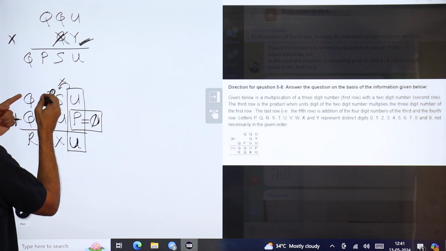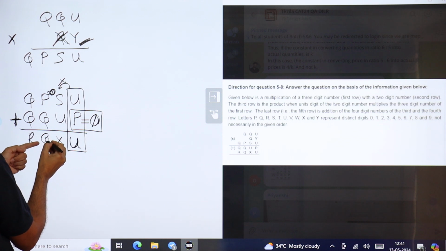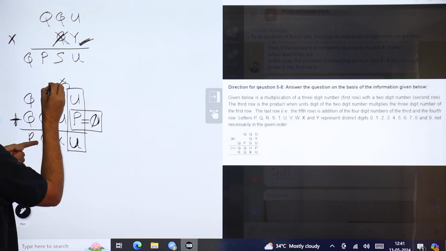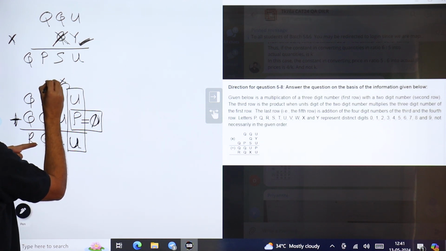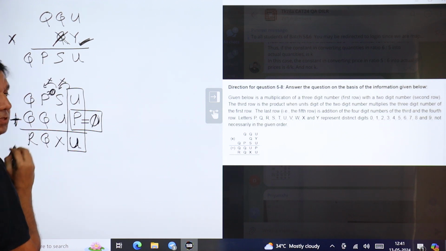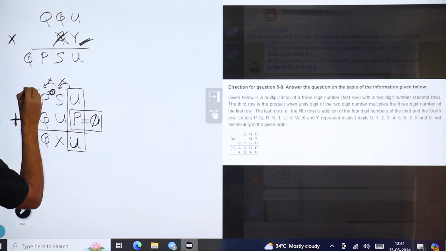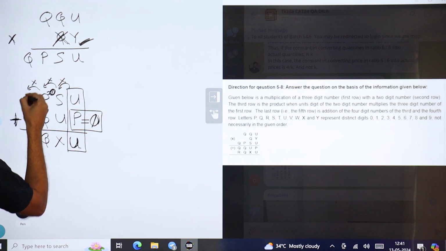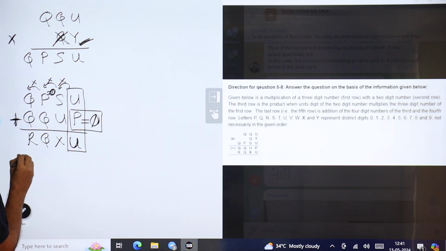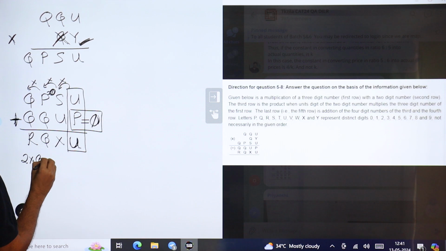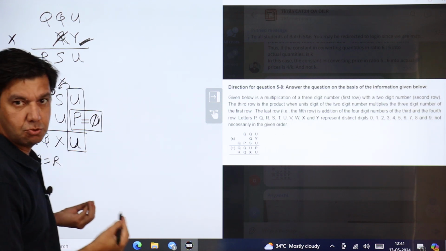Right? P is 0, and P plus Q, I got it again as Q. So there is no carry from here also. Only then 0 plus Q is Q. And that means there's no carry over here also. So the 2Q will make it R. So I have 2 times Q will be R. Q plus Q, that is 2 times Q.